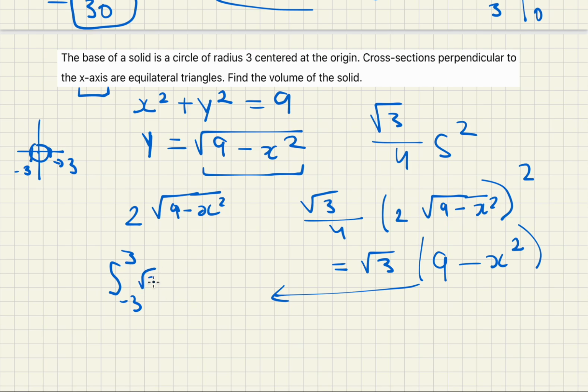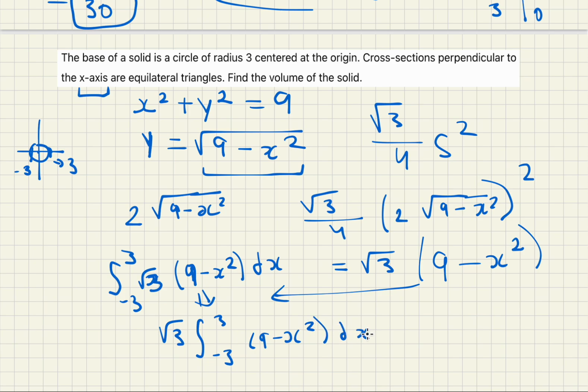And we can input our function, square root of 3 times 9 minus x squared dx. And once we found our function and our integral sign, we can now just evaluate this by integrating. What we get is something along the lines of square root of 3, we can take the constant out, integral from -3 to 3 of 9 minus x squared dx.